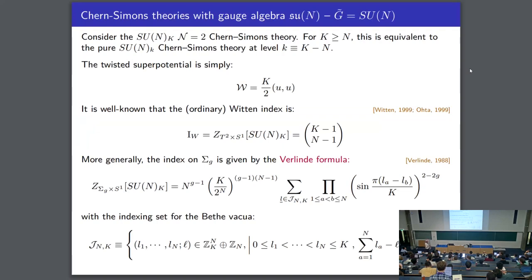So let's consider an SU(N) theory at level K, Chern-Simons theory. In general, we could consider Chern-Simons-matter theories and so on, but just to test our ideas here, let's just consider a Chern-Simons-matter theory with supersymmetry.